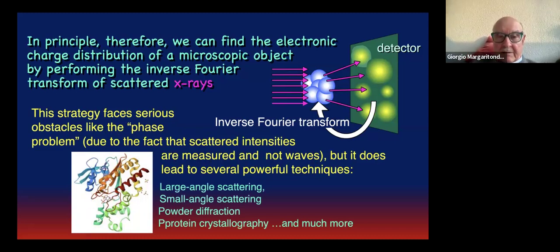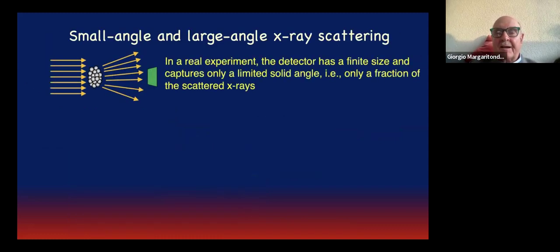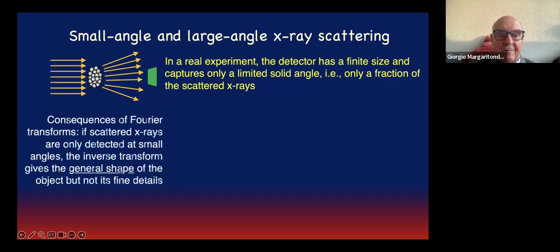And so one must make a distinction in this kind of experiments between the imaginary case and the real case. In a realistic experiment, you're not going to get scattered X-rays in all directions because your detector is not extremely large. So you're going to capture only a portion of the entire distribution, and therefore you must understand what is the consequence of that on the techniques that they're going to implement.